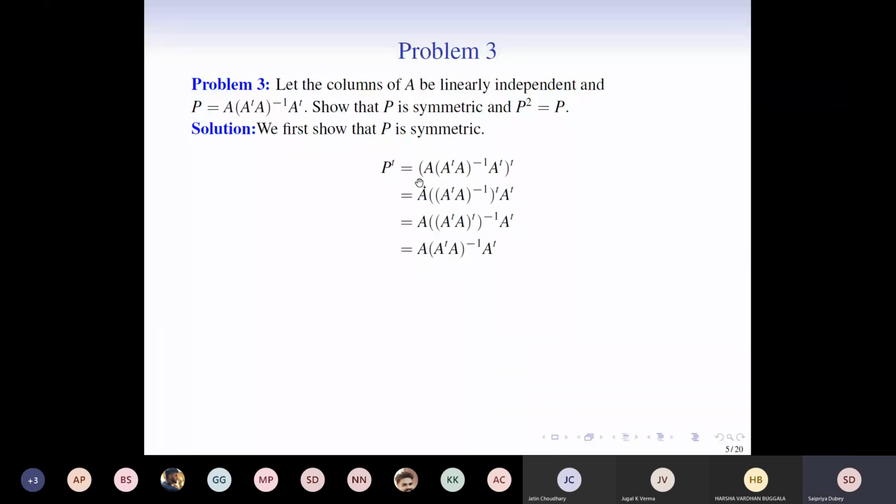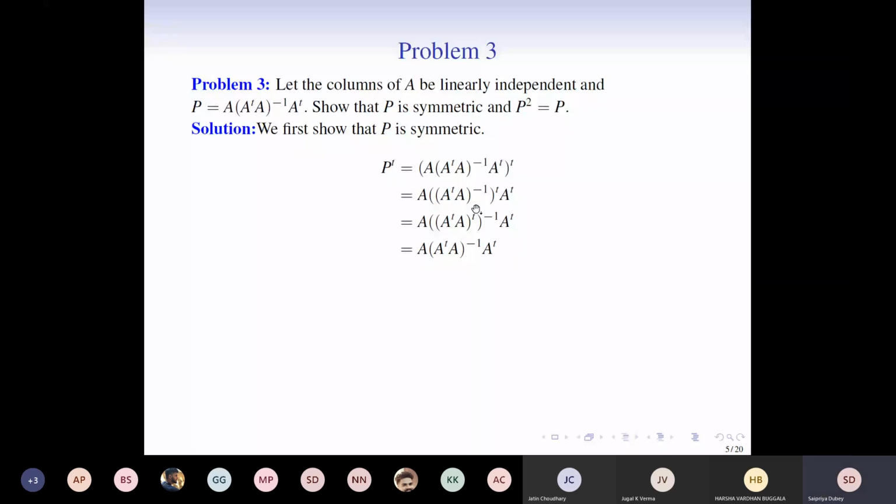We see that P transpose is equal to the transpose of the entire thing, but we know that (AB) transpose is equal to B transpose A transpose. It is valid for any finite number of matrices. So we use this property for the very first equality out here. Here we'll get A transpose transpose, which is A itself. And for the second one, we get A transpose A inverse transpose times A transpose.